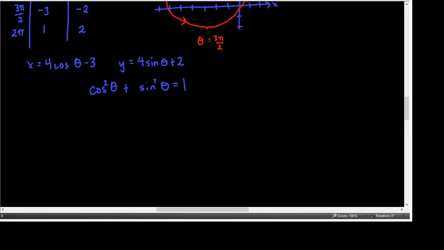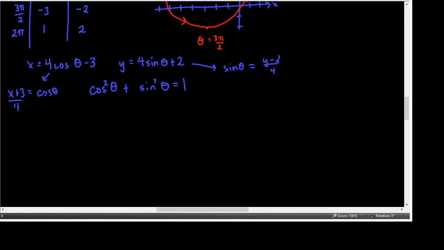So instead of solving for theta, what we're going to do is solve each of these equations for the trig function. So I'm going to add 3 to both sides, and then divide by 4 to solve for cosine of theta. Likewise, when I solve for sine of theta over here, I'll do that by subtracting 2 from both sides, and then dividing both sides by 4.